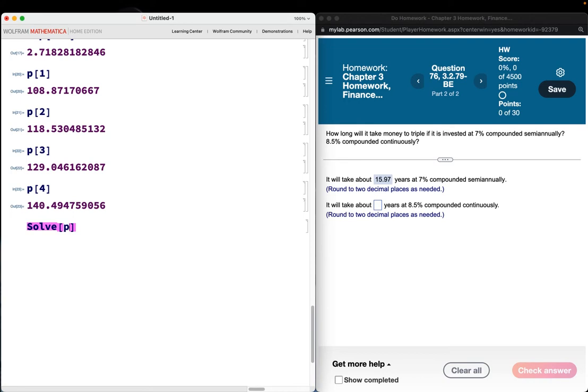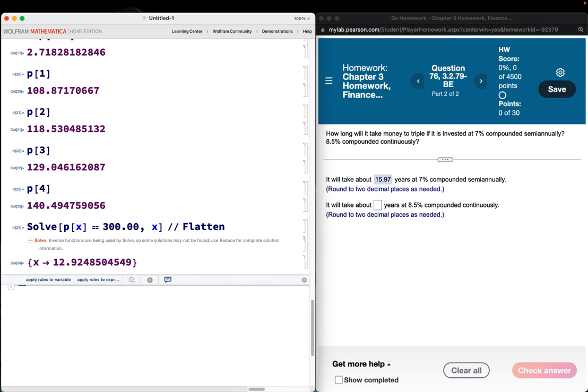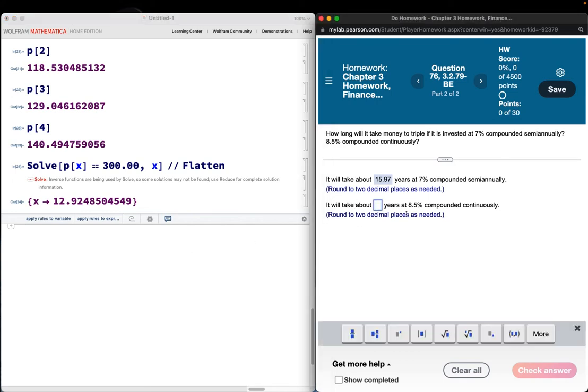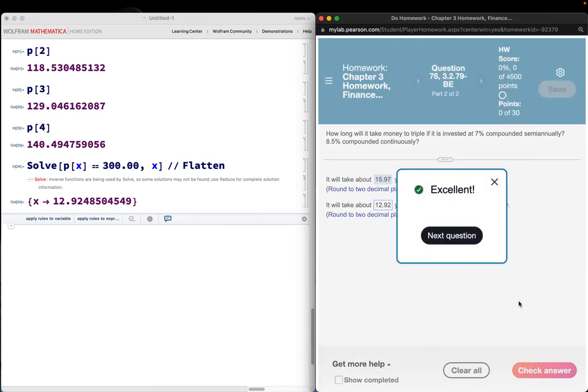So solve p of time, and you don't really have to use the variable time. You could use any variable you want. P of x. When is it equal to 300? And I'm looking for x. It's about 12.92 years. Round to 2 decimal places as needed. 12.92. There we go.